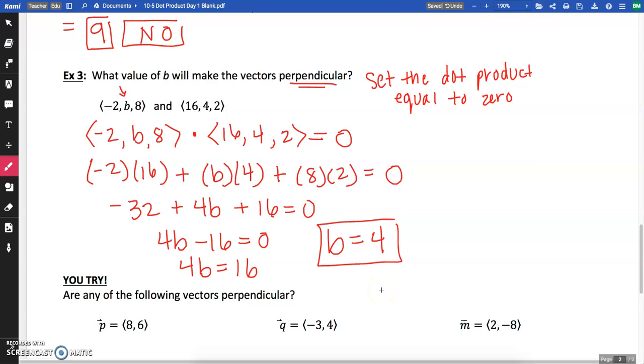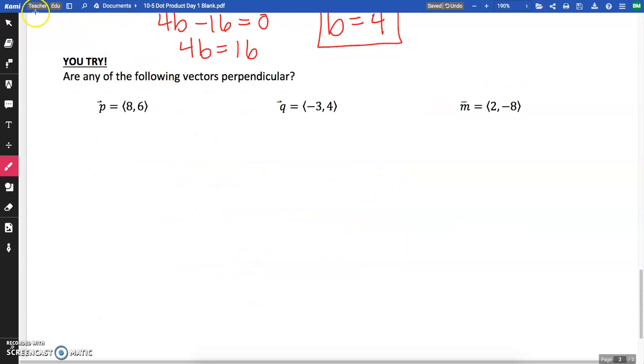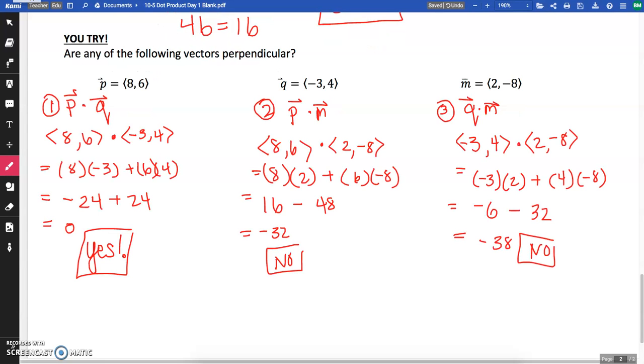Okay, so the last thing I want you to do is try these three problems on your own, and then you can check your answers. All right, here are my final answers for each pairing of these three vectors. So you can definitely pause the video to look a little bit more closely at my work. But quick summary, P dot Q, yes, that is perpendicular. P dot M is not, because I got a dot product of negative 32. Q dot M is not perpendicular because of my dot product of negative 38.